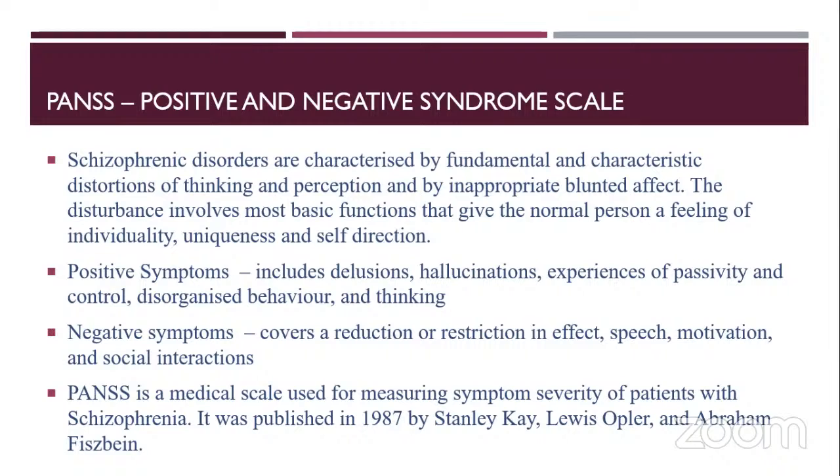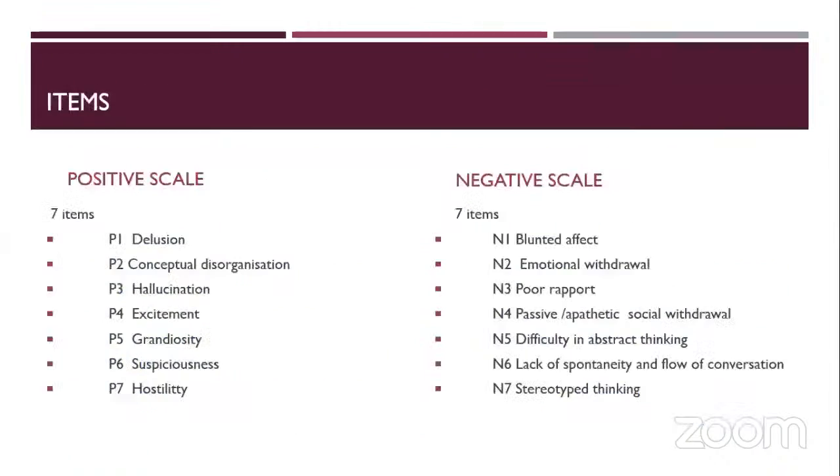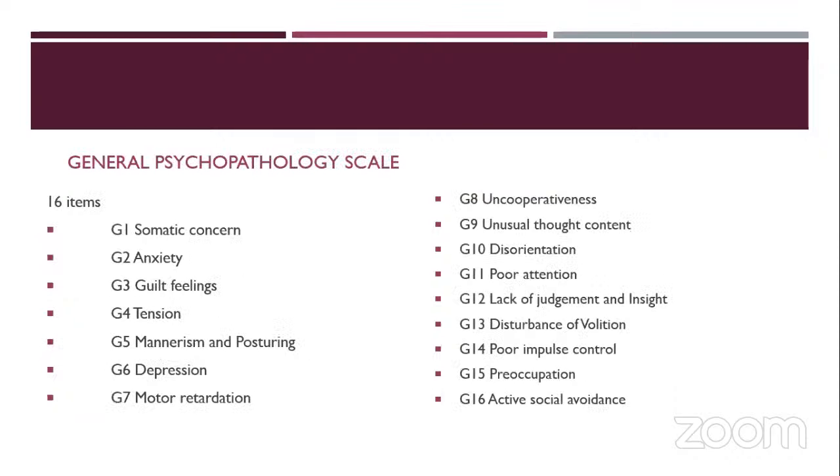So PANSS is basically a medical scale. It is used for measuring symptom severity of patients with schizophrenia. And you can see how the items go. In the positive scale, there are 7 items. In the negative scale, there are 7 items. And this is the classification of how the items are based on delusion, conceptual disorganization, hallucination. So you can read this. This is how the items are related. And this is the general psychopathology scale in the PANSS, and it contains 16 items.